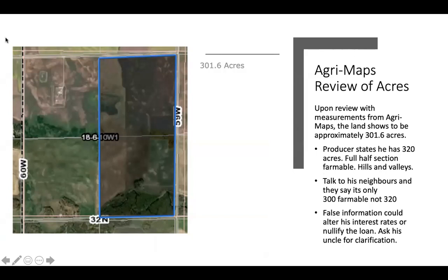There was a road built about 70 yards onto the property from the east side. His neighbor gained about 30 acres from that. False information could alter his interest rates or nullify the loan. Ask his uncle for clarification about the little corner that he was supposed to be farming, and the producer claims his uncle owns the land beside that he is moving over onto, and he doesn't care that he farms it.